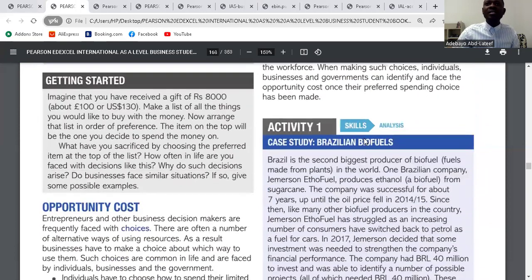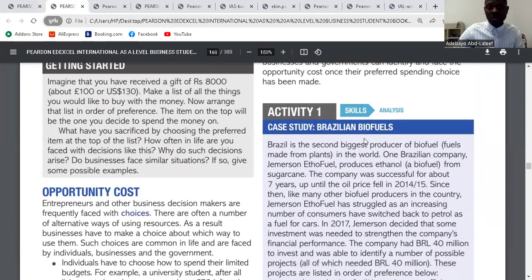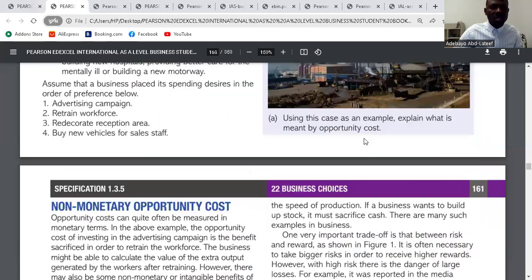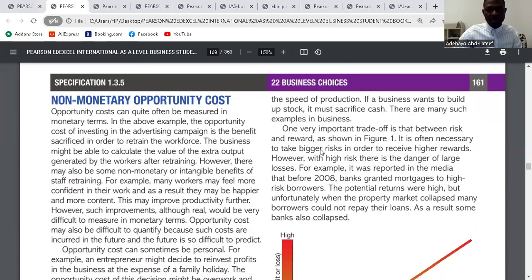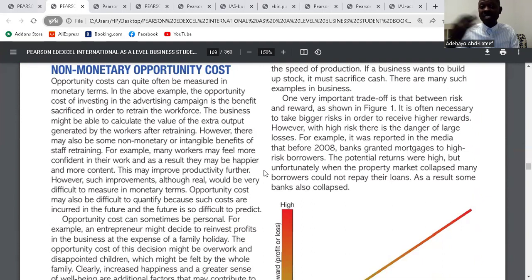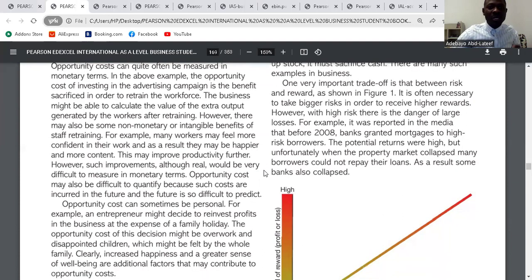And I think you know what opportunity cost is. It is choosing the next best alternative that is forgone. That is clear about opportunity cost. So we go on to non-monetary opportunity cost. Are you there? Okay. Opportunity cost can quite often be measured in monetary terms. In the above example, like the one we talked about, they are all about monetary terms. Spending your income, spending on capital equipment, or spending on investments, or public financing. Maybe you are public financing infrastructure, public financing healthcare, public financing education. They are all monetary terms, but we have opportunity cost when it comes to non-monetary.